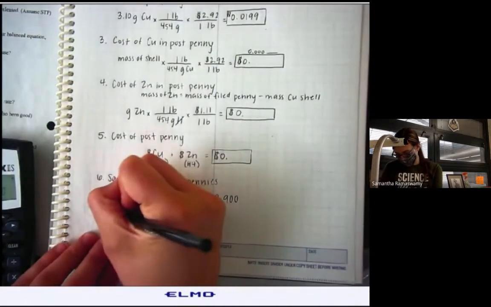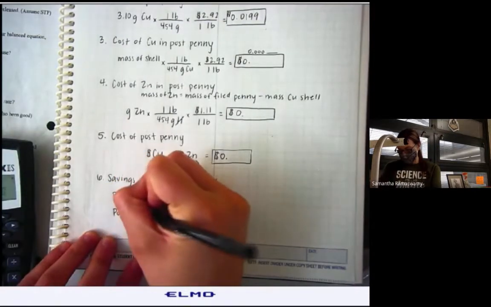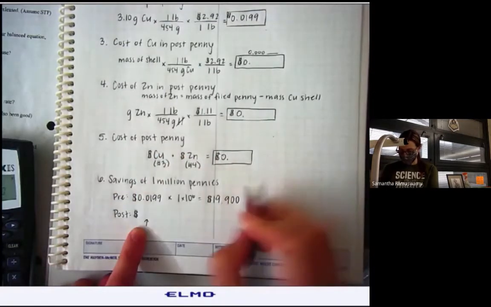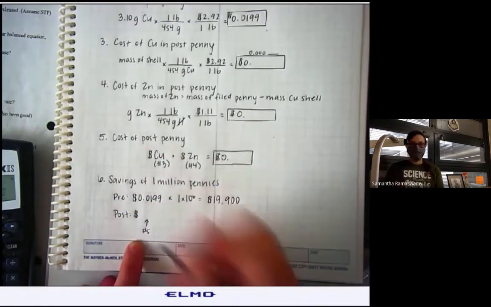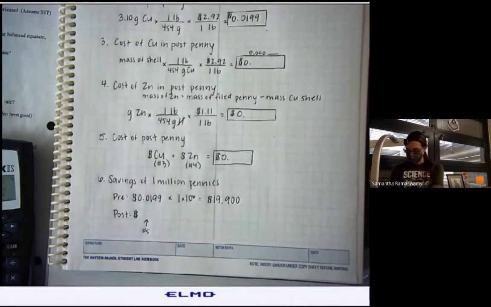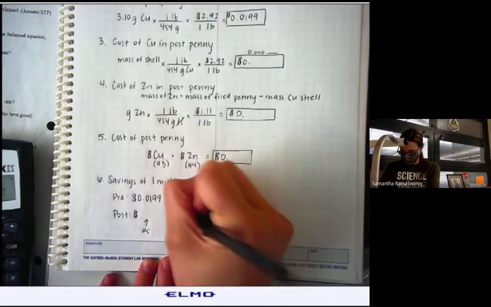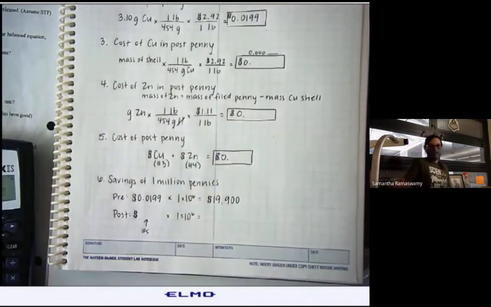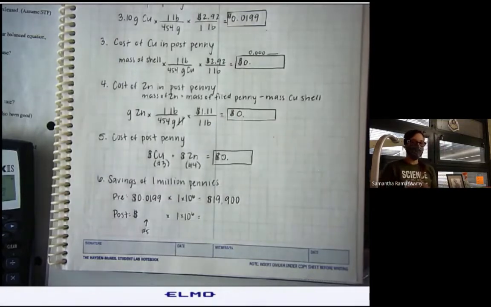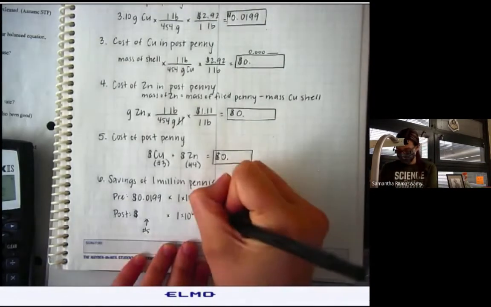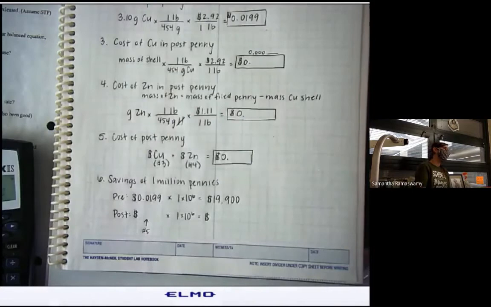Now let's look at the cost to make 1 million post-1982 pennies. So you're going to put your cost from number 5, and you're going to multiply it by 1 million. Again, everybody's answer is different here. But take your cost from number 5, multiply it by 1 million. That's how much it costs the government to make 1,000,000 pennies after 1982. It should be less than 19,900.